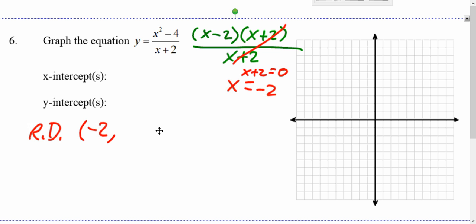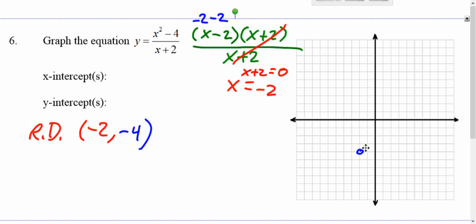To get that something, we just got to plug in the negative 2 to what's left over. So plug in negative 2. Negative 2 minus 2 is negative 4, so that's our y value. We have a removable discontinuity, a hole in the graph at negative 2, negative 4. Negative 2, negative 4, there's a hole.